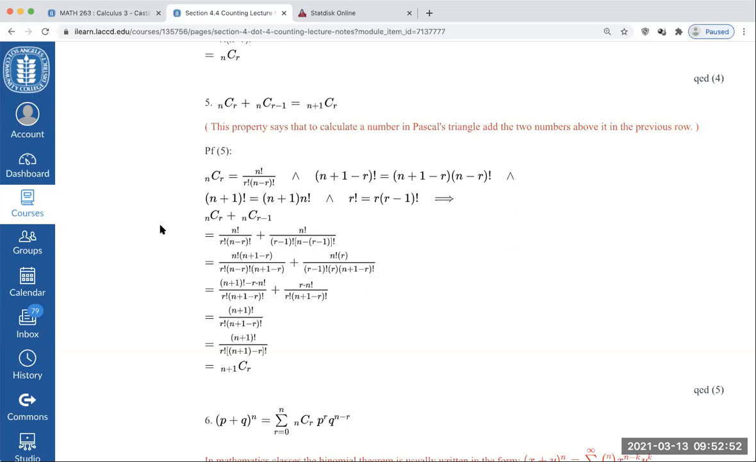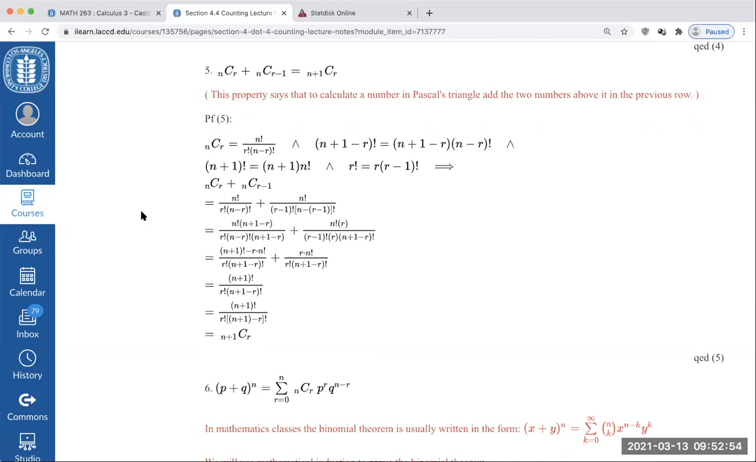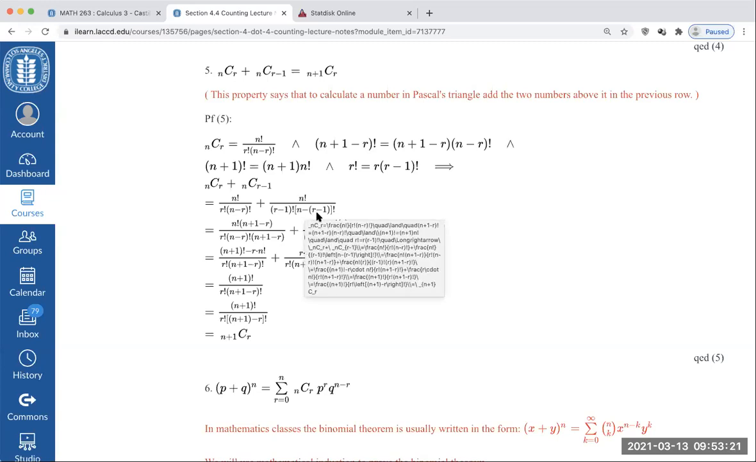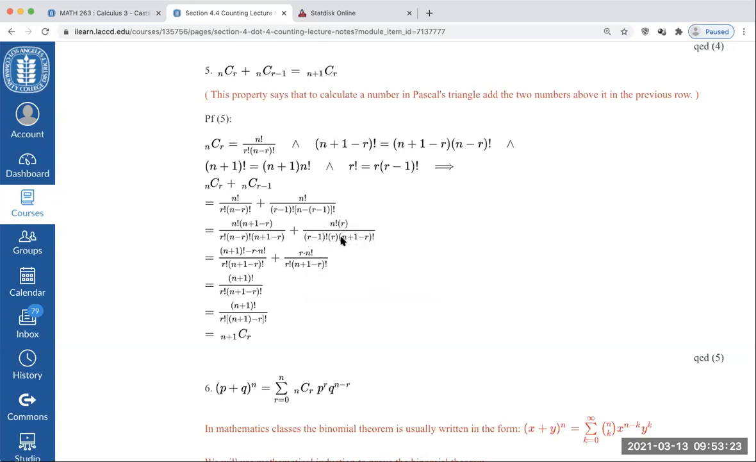So let's do this. nCr is n factorial over r factorial times n minus r factorial, plus nC(r minus 1), n factorial over r minus 1 factorial times n minus r minus 1 factorial. Well, let's change all the signs inside the parentheses, since there's a minus sign outside the parentheses. So this becomes n minus r, minus and minus become a plus 1. And so let's write this as n plus 1 minus r factorial.